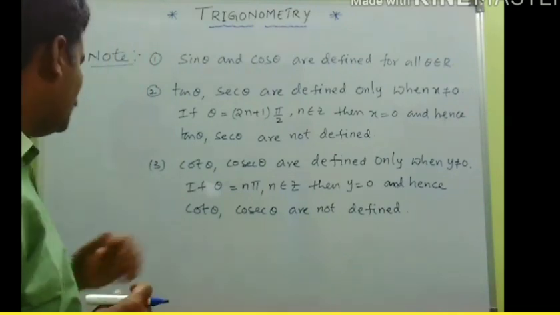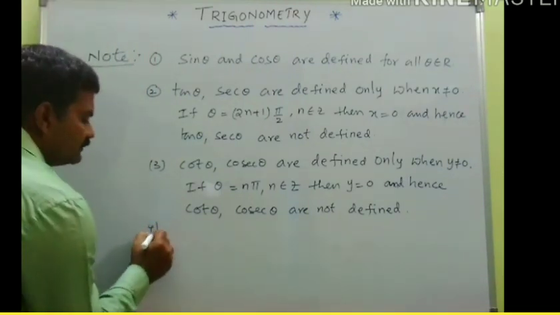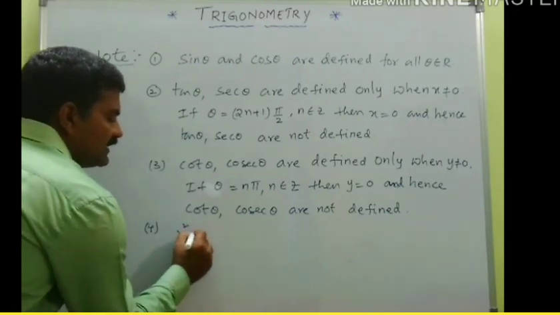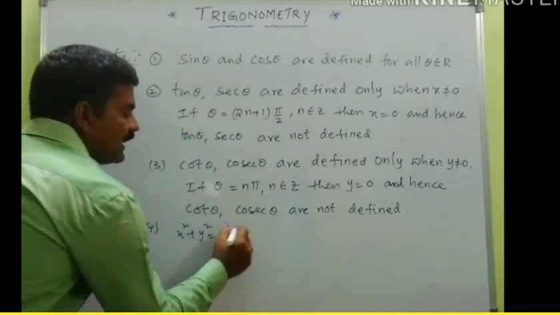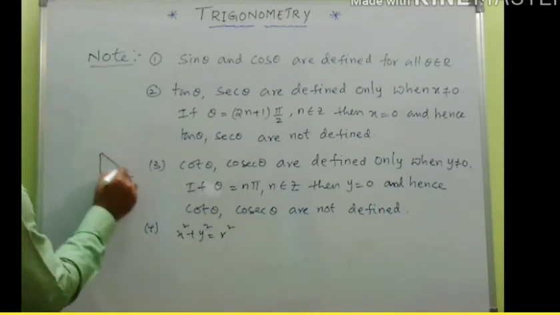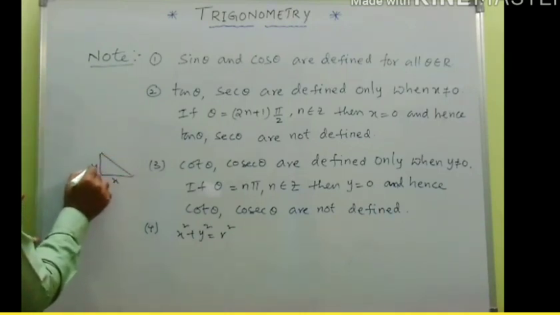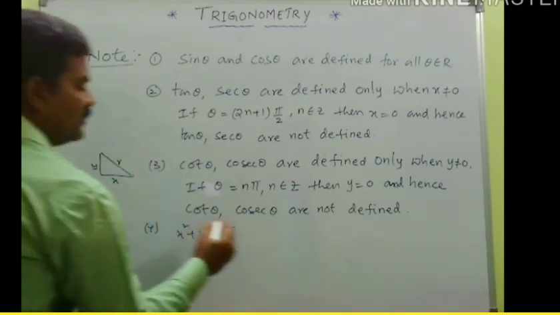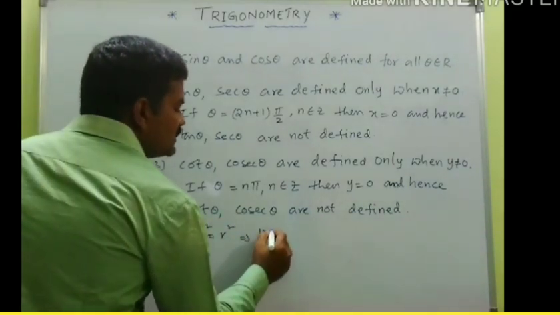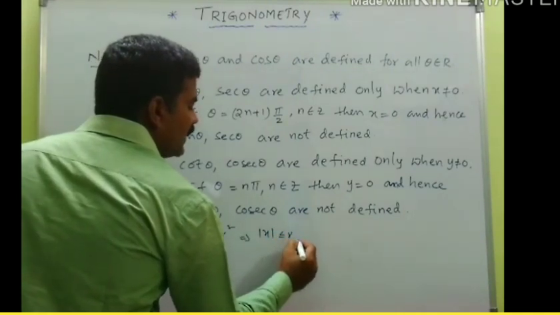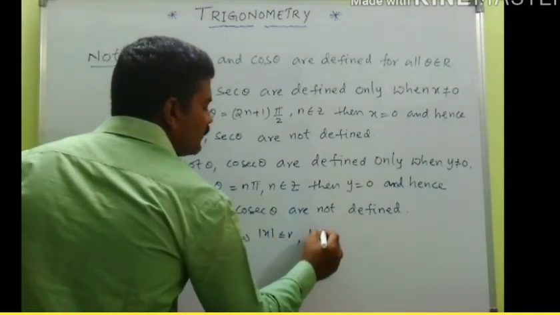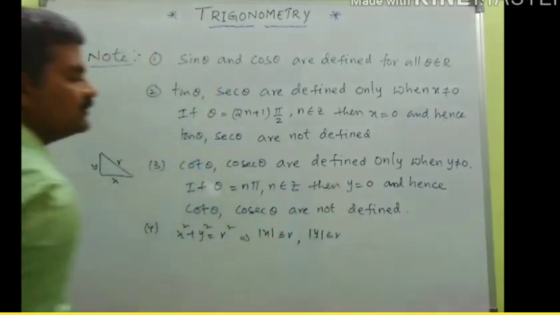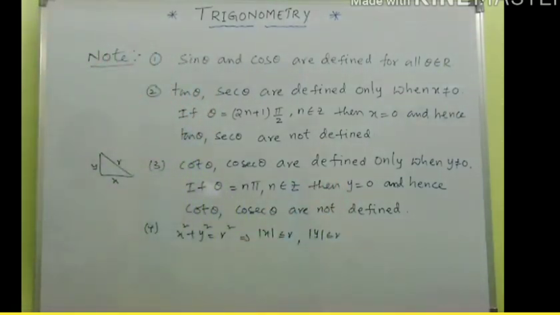Okay. Now note number 1. What is point number 1? It is nothing but x square plus y square is equal to r square. We discussed, in a right angle triangle, one side is x, another side is y, and this we considered as r. So by applying Pythagoras theorem, r square is equal to x square plus y square. The meaning of this is modulus of x is less than or equal to r, and modulus of y is also less than or equal to r, small r.